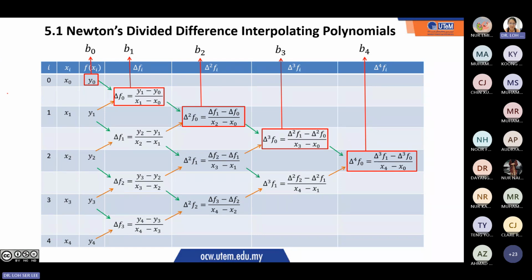Now we look at this one by one. Where's my cursor? Here.